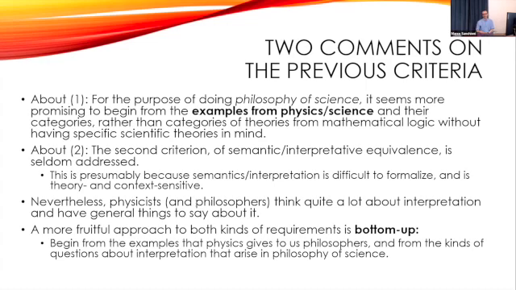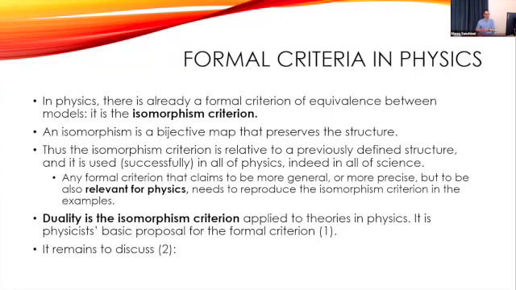Nevertheless, there is quite a lot of knowledge among physicists, and philosophers also have quite a few general things to say about interpretation and about semantics of scientific theories. So it's worth taking that on board in that interpretative project. That's why I think that the bottom-up project that combines the two aspects is a very fruitful approach. So, to begin from the examples that physics and other sciences give us, and also from the kinds of questions about interpretations that arise already in philosophy of science. That's what I will try to do in the rest of the talk.